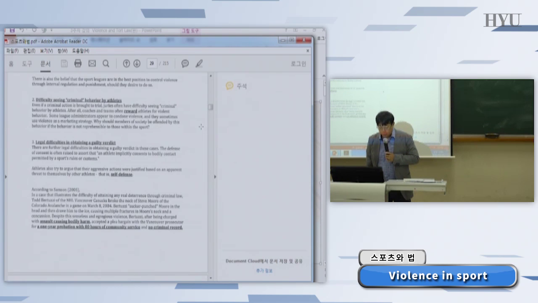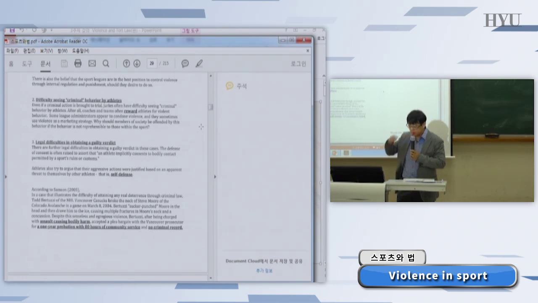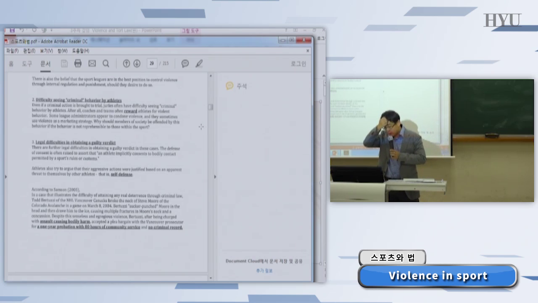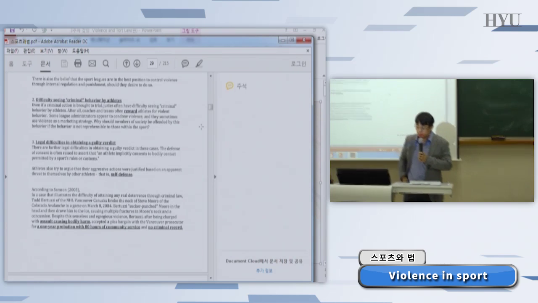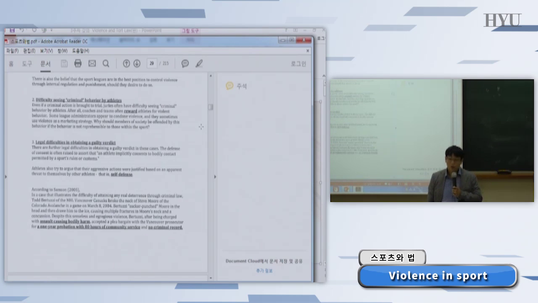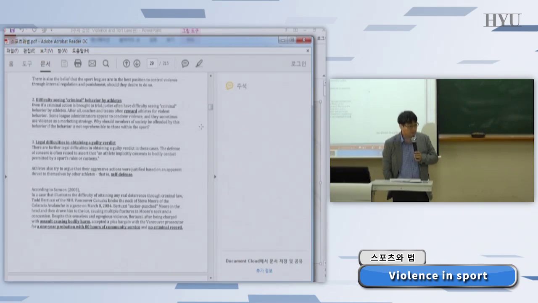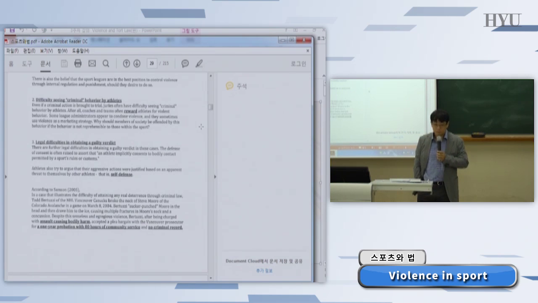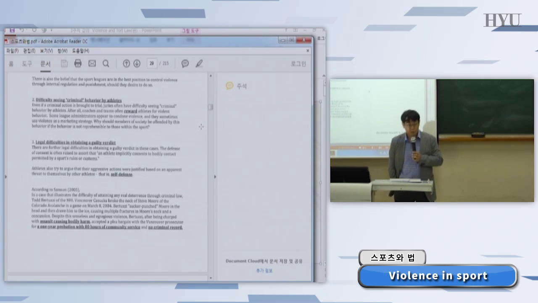And number three, legal difficulty in obtaining a legal verdict. There are further legal difficulties obtaining a guilty verdict in these cases. A defense of consent is often raised to assert that an athlete implicitly consents to bodily contact permitted by sports rules or customs. We allow a certain level of contact because we know the players, we know the sports. We've been playing that sport for a long time, especially professional athletes.